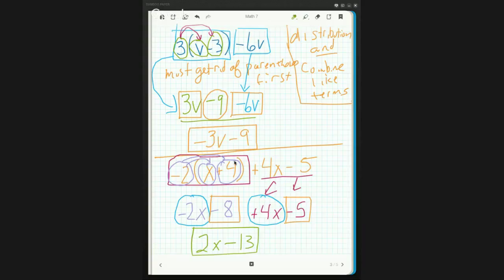Okay. So I hope this helped. And that's the lesson on distribution, combining like terms, and then the combination of combining like terms and distribution problems. So I hope that helps.